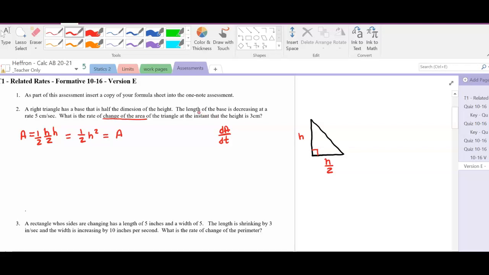Now what else was I given? The length of the base. So I'll call this dB/dt is equal to 5 centimeters per second.